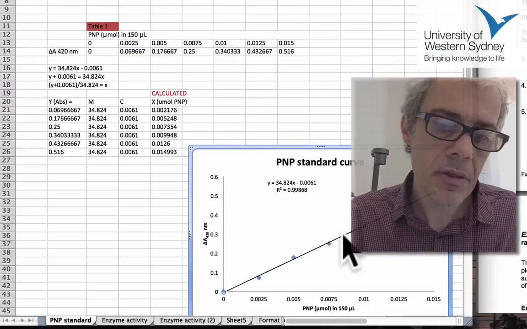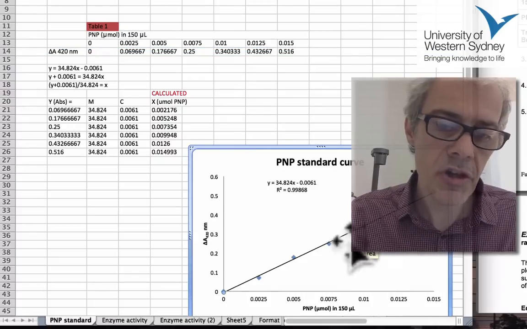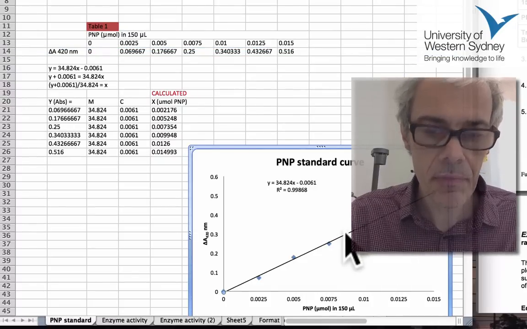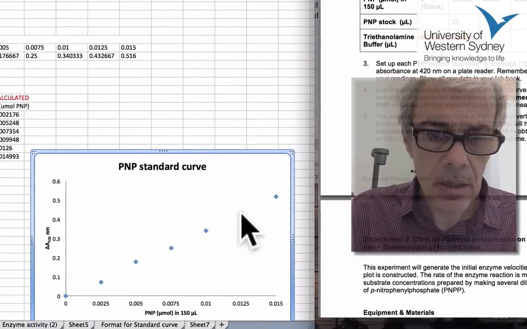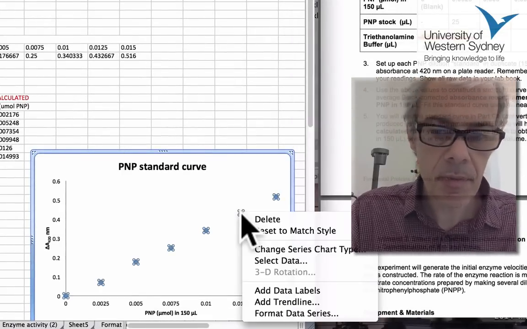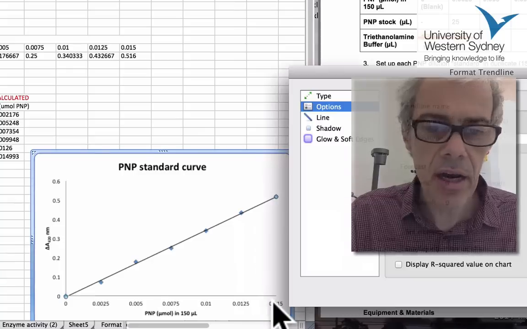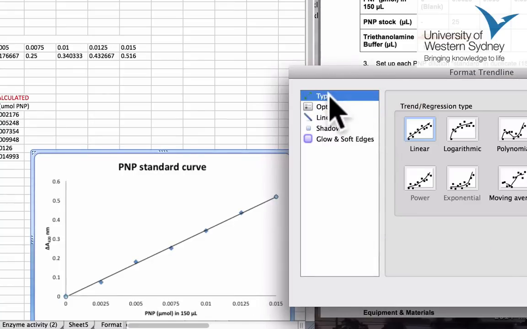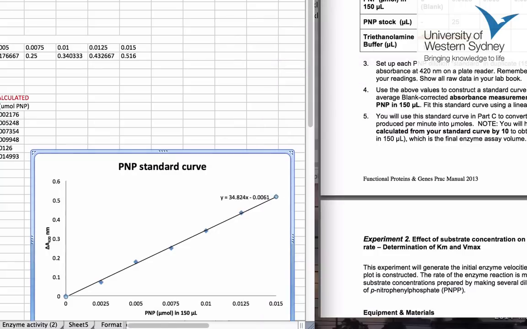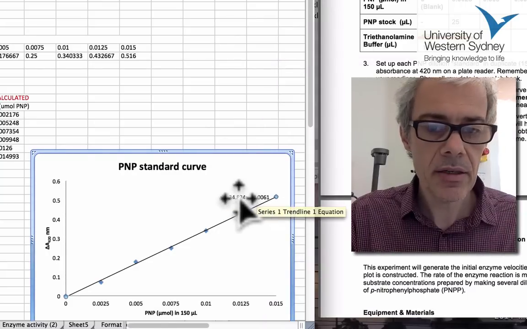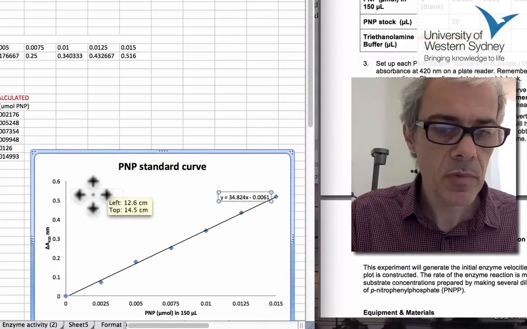If we just show you how I did this graph. So from this data here, if we click on one of the data points and we add a trend line and we choose it to be linear because we know it's linear, and we choose the option to display the equation on the chart, then we get this equation. Okay?